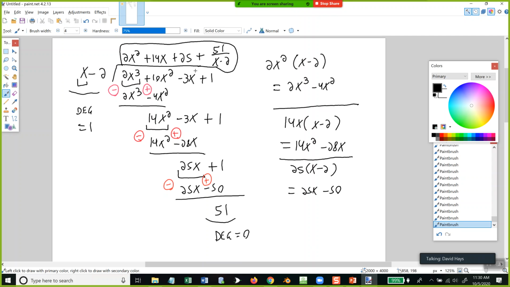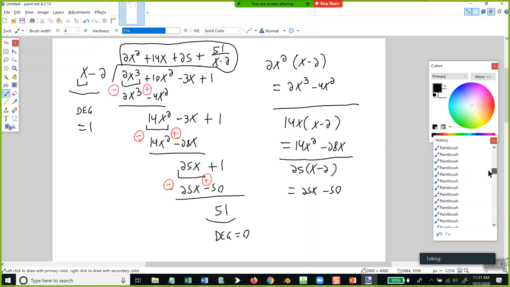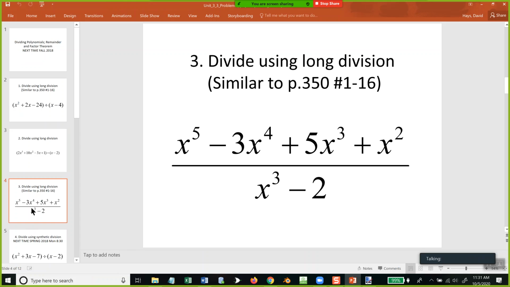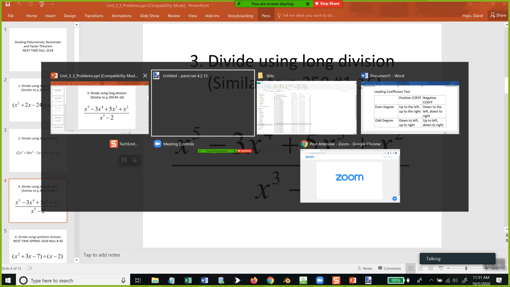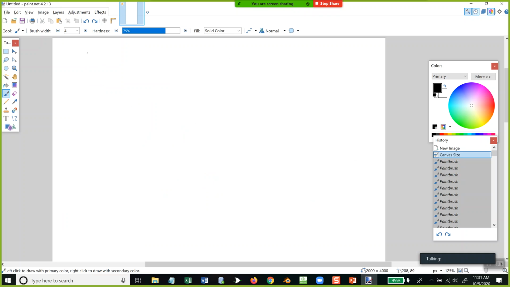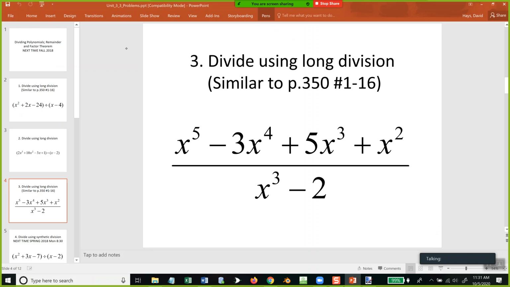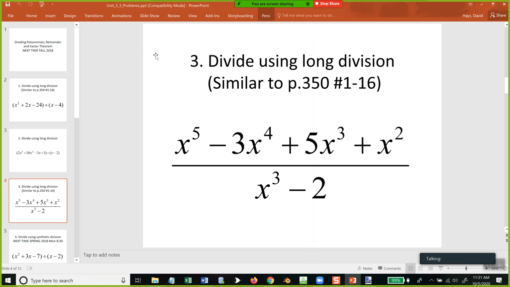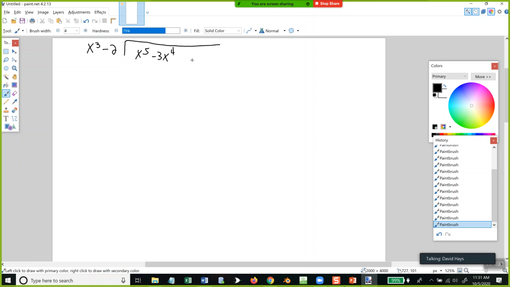Got one more division, but are there questions so far on that? Okay, got x to the third minus 2, into x to the fifth minus 3x to the fourth plus 5x to the third plus x squared. Same instructions.